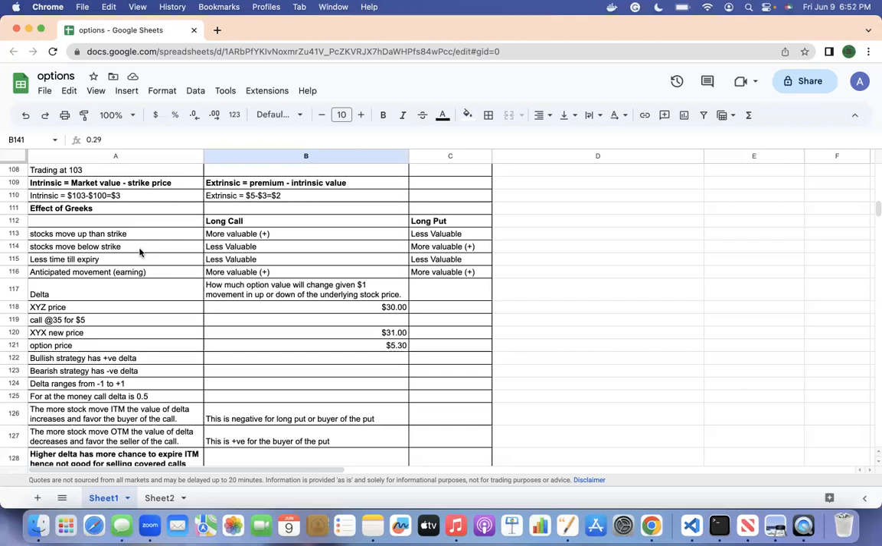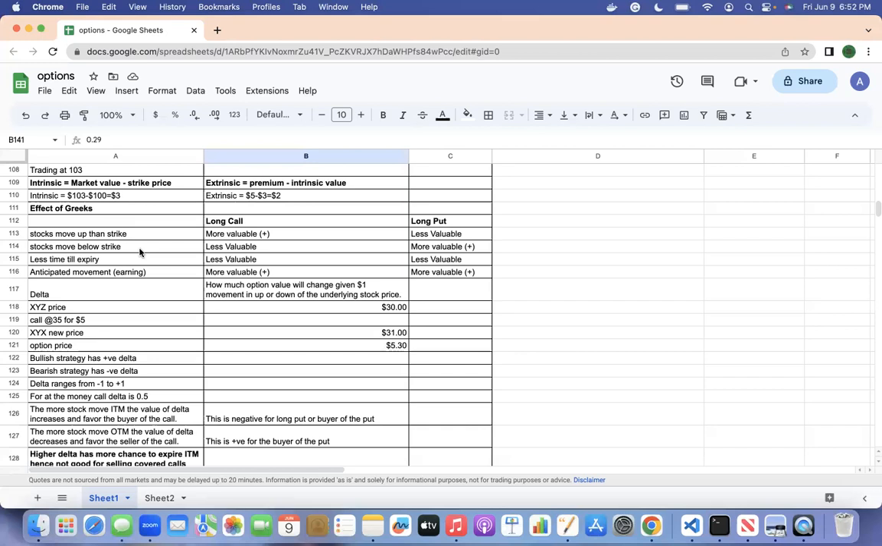So for example, if you buy a call at 35 and pay a $5 premium, it's a bullish strategy, because you're buying a call, you want the stock price to go up, and your delta will be positive, right? The value of delta goes up. It's good because as the stock price goes up, your delta is increasing. The more delta increases for a buy-call strategy, which is a bullish strategy, the better.